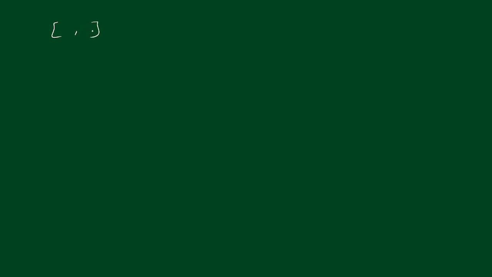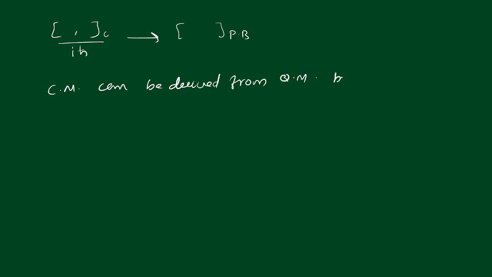If you take the commutator divided by i h cross, in the limit it goes to the Poisson bracket. This works: quantum mechanics goes to classical mechanics. I want to emphasize that classical mechanics can be derived from quantum mechanics as an approximation, but not always the other way around.